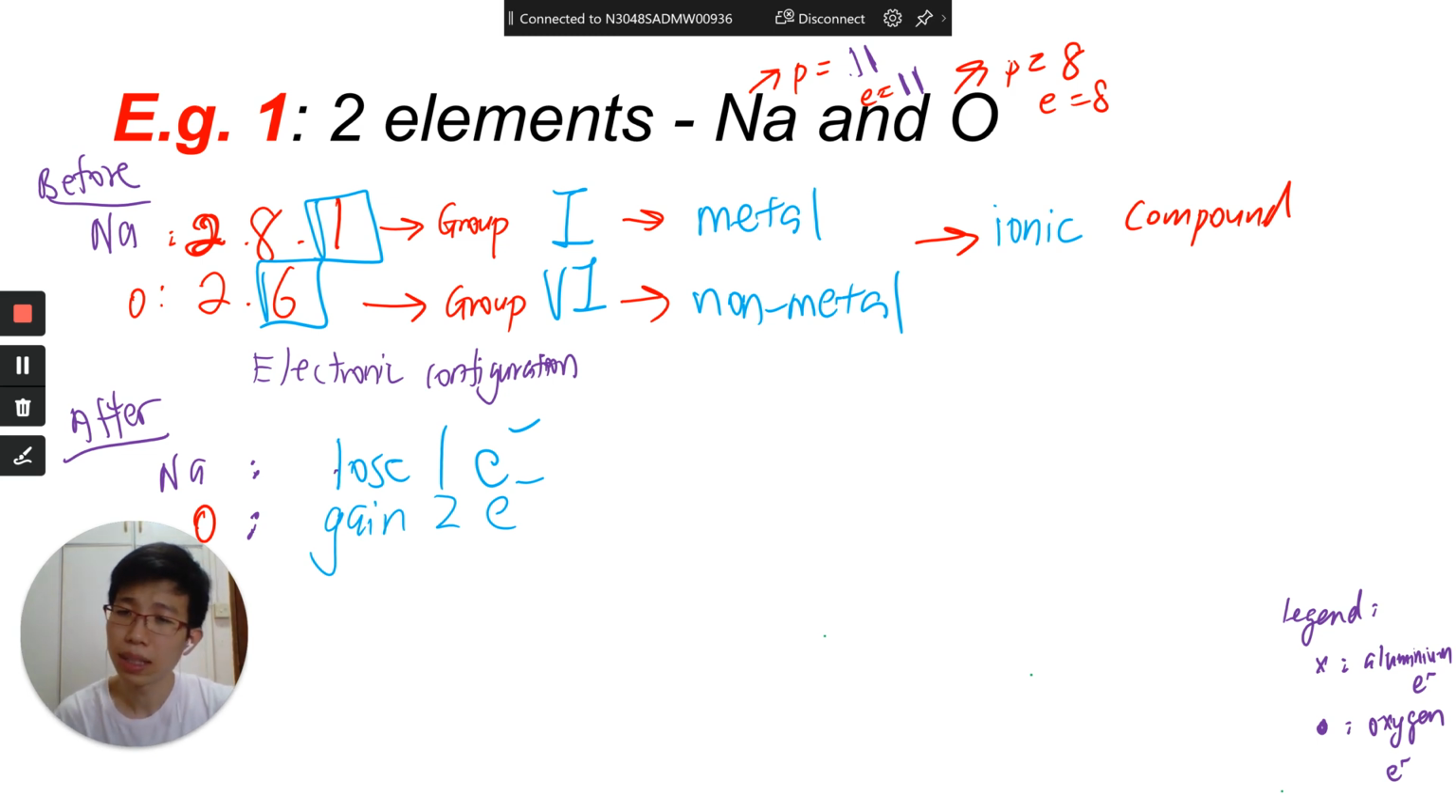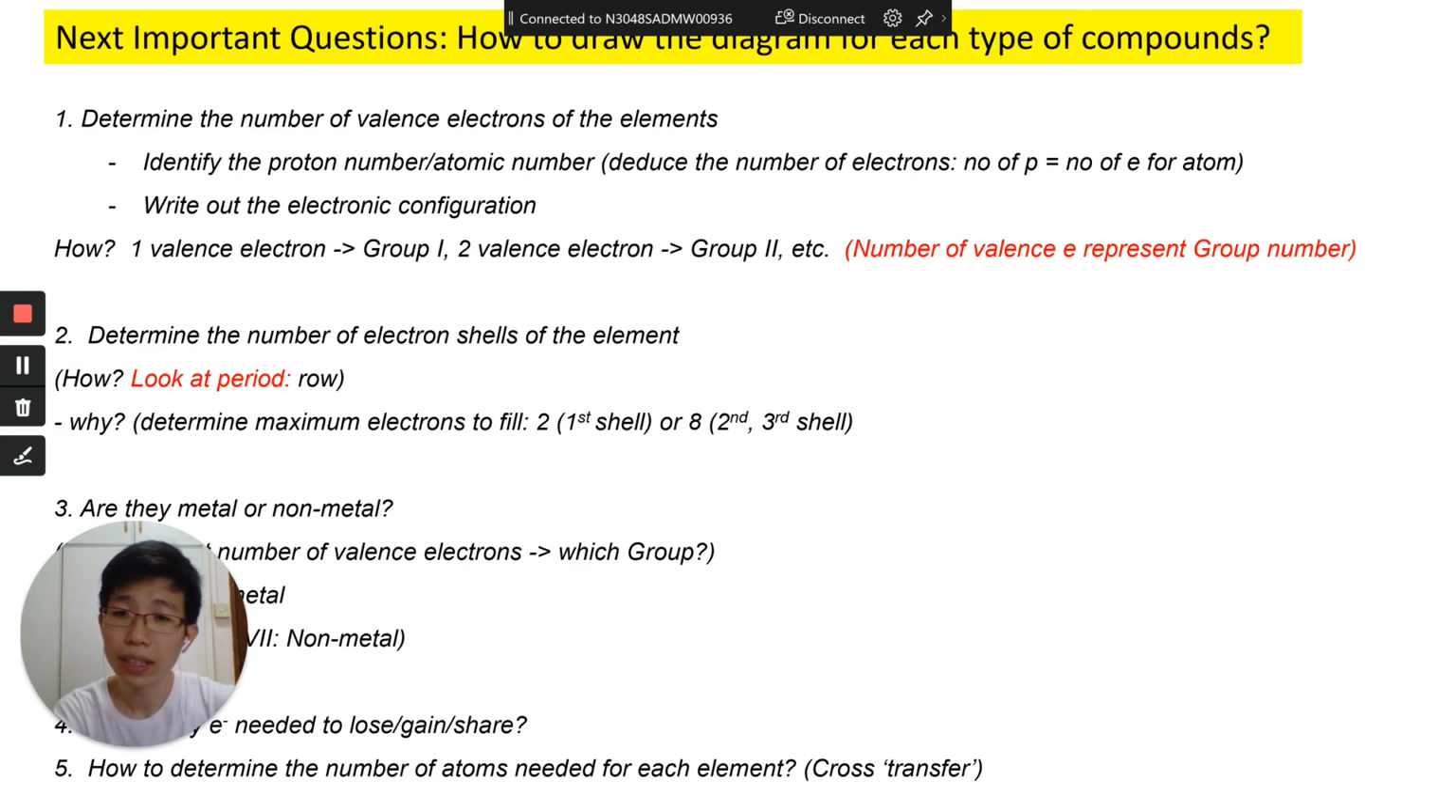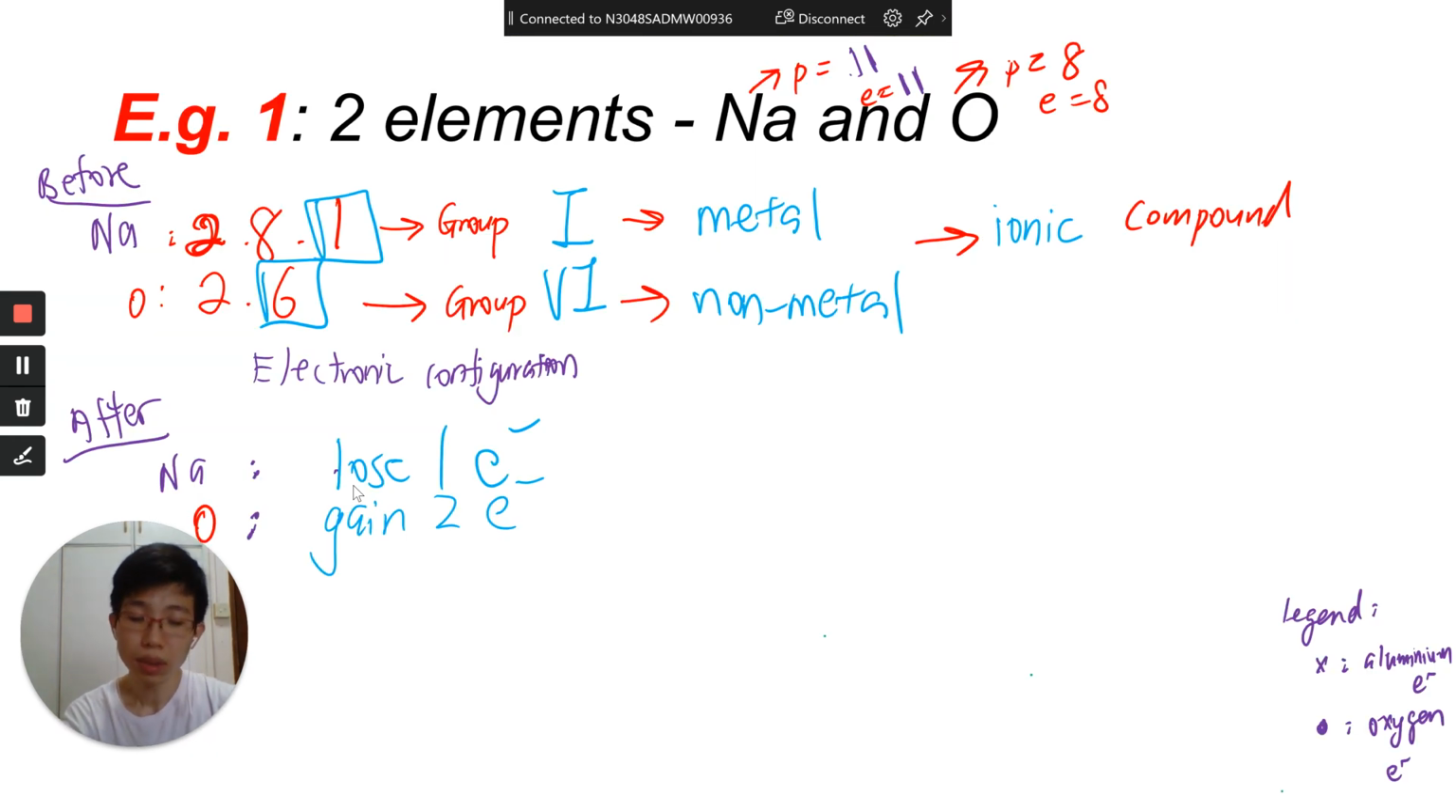Now the question is, after I have determined the number of electrons to lose, gain, or share, I need to determine the number of atoms needed for each element in order to form this ionic compound. How do I do it? I can use the cross method. Since sodium loses 1 electron, while oxygen needs to gain 2 electrons, to balance out the electrons you have to find the number you need to multiply by to make the number of electrons tally. The number of electrons that you lose will be equal to the number of electrons another element gains.